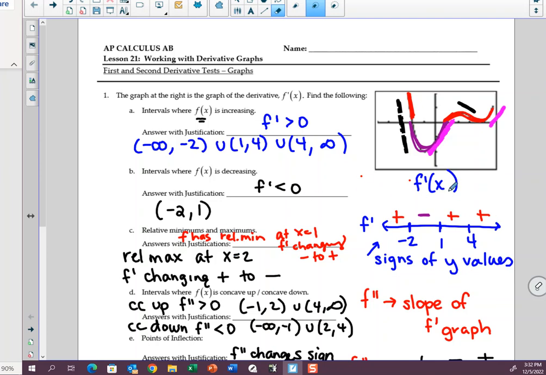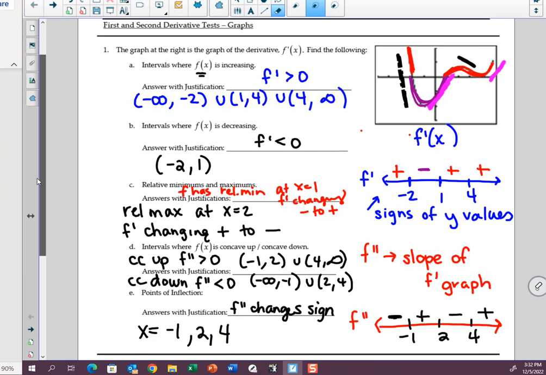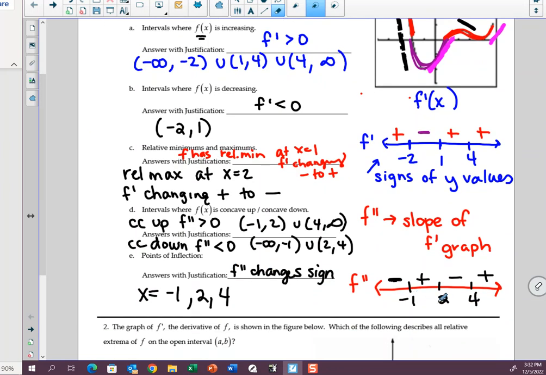The issue in lesson 21 is not so much what the f prime number line tells you about f, but how do we generate an f prime number line from a graph of f prime? How do I generate an f double prime number line from a graph of f prime?